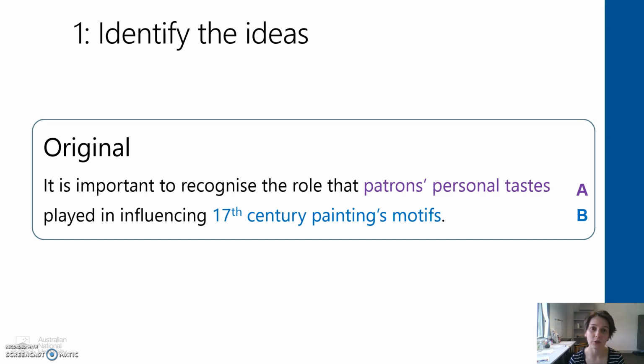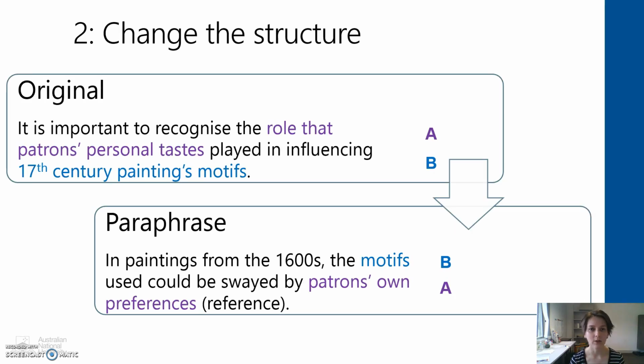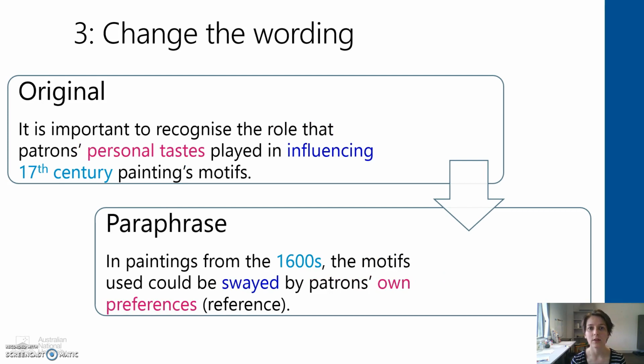So if you were to understand that this is a really important idea for your assignment, you would then identify those two parts to the sentence and think about restructuring it, like in the paraphrase example here. So notice in the paraphrase example, we've switched the structure. Then think about changing the wording, all the wording that you possibly can. So you might change 17th century to 1600s, you might change influencing to a synonym, and so on.